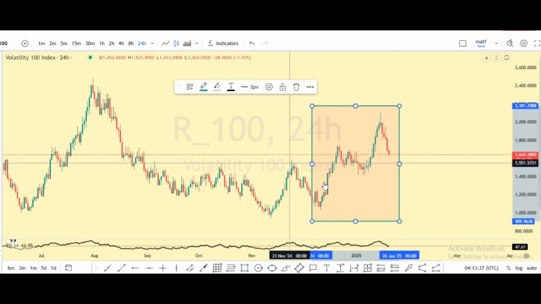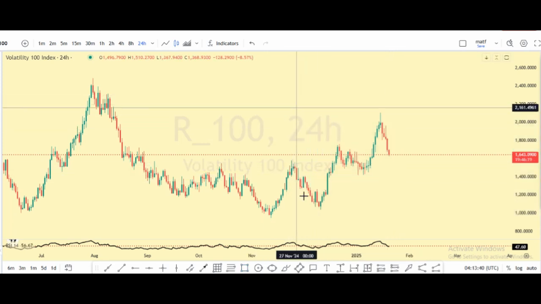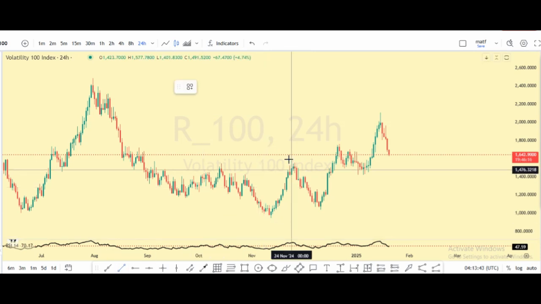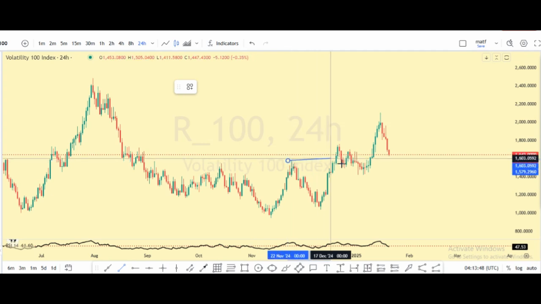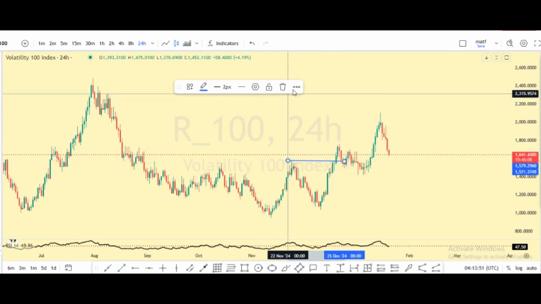We have a break of structure here. We have a break of structure. Let's pinpoint the break of structure. We have this break of structure, we have this one, and we have this other one.